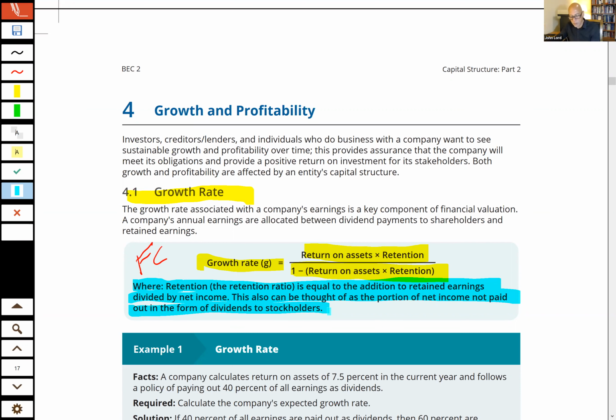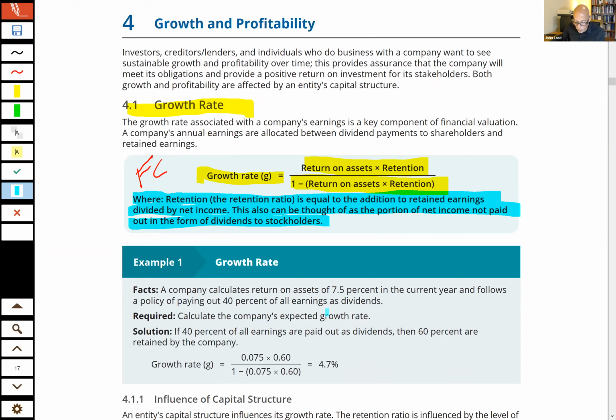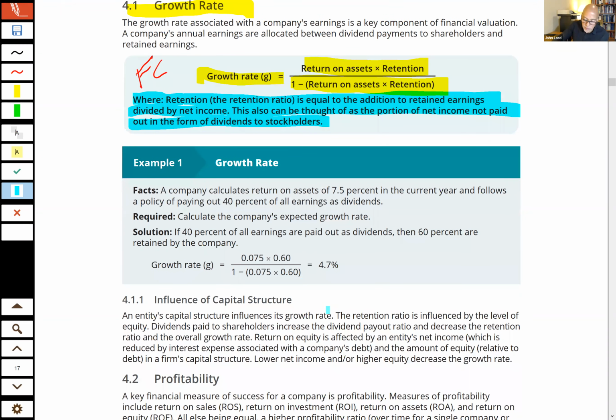So there's a couple of different ways they could give that to you or make you calculate that. They could just tell you, of course, what the retention rate is, or they may say they've paid a dividend of this, and here's their net income, and you're going to have to use the complement of that to figure out what the retention rate is, etc. But let's go ahead and take a look at this.